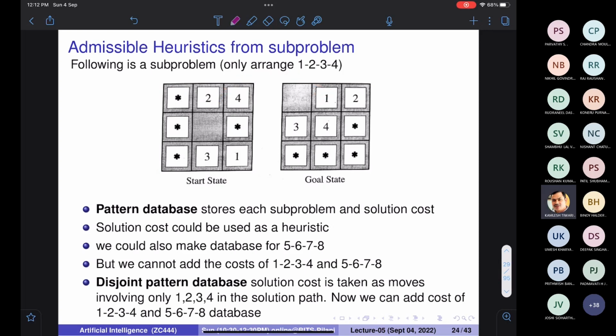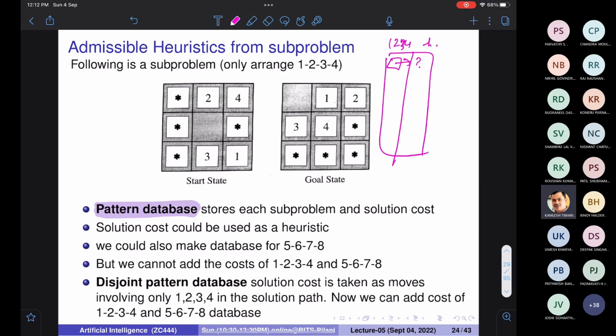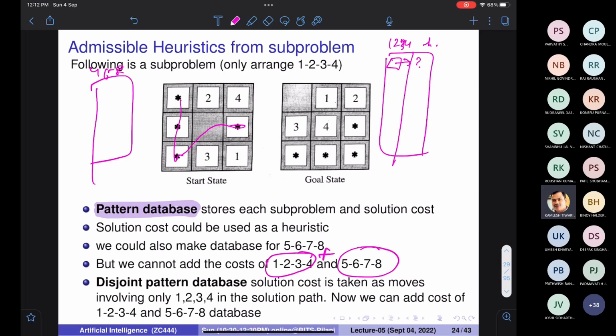So for every kind of this particular problem, it would be easy for me to create a database of all the problems, because now the number of possibilities is going to be lesser. I can create a small table for 1, 2, 3, 4, where I put the problem state and how many steps are required to get the solution. I can use this table to work as a heuristic function. Similarly, who is stopping me from making 5, 6, 7, 8 also? I'm going to make one more table where I only consider 5, 6, 7, 8. Then who is going to stop me from adding these two values to find a better heuristic?